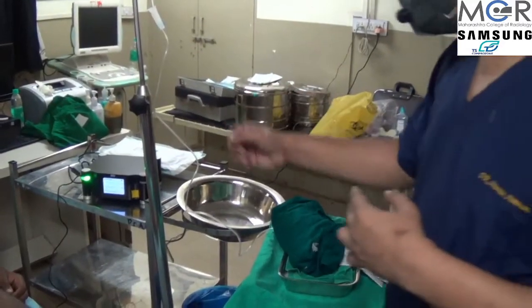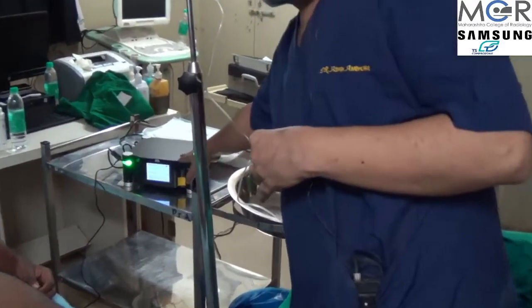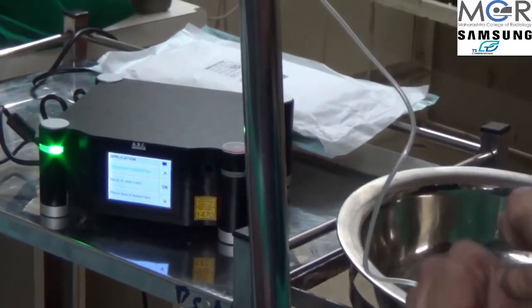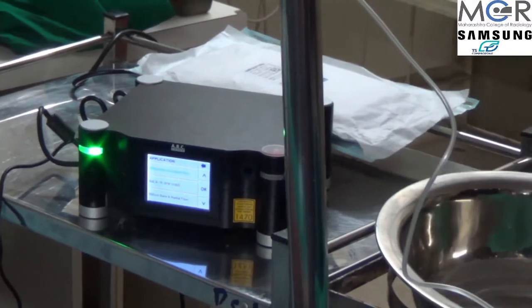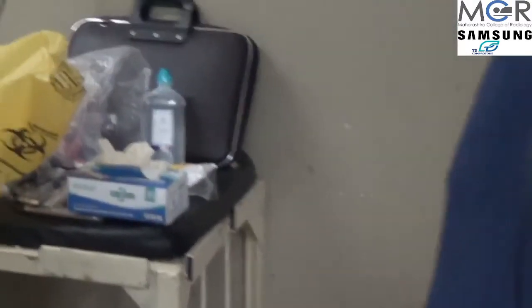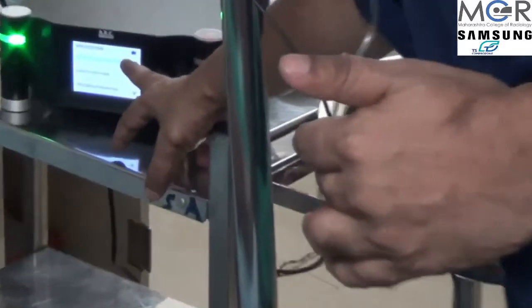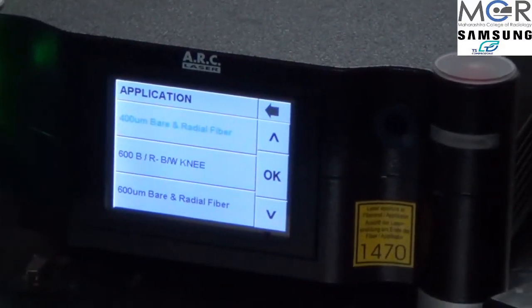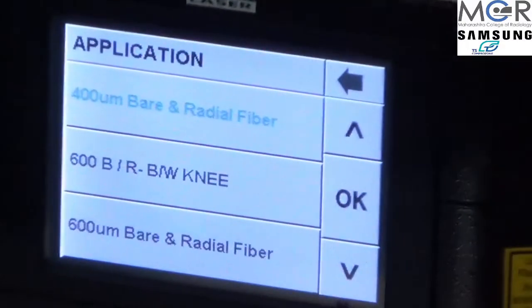This is the laser machine. This is a 1470 nanometer laser machine by Wolf. It has various settings, and we can see different types of settings depending on the type of fibers used. So now I'll start with the case.